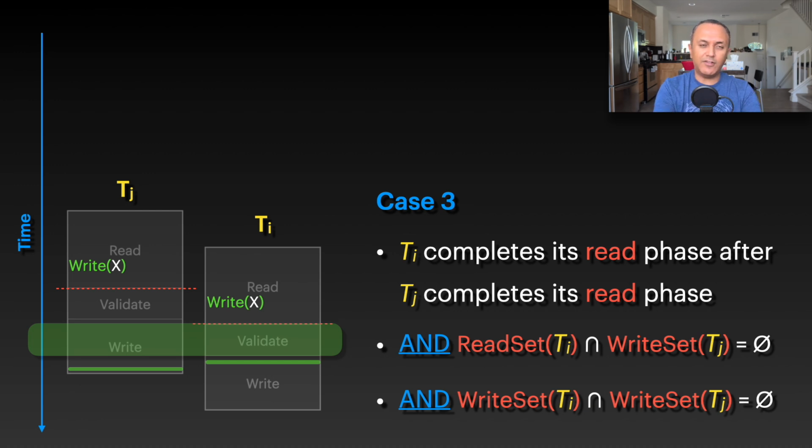But if that is not the case, if we don't have such a variable and we don't have the overlap between the read set and the write set, which is the second condition, then in this particular scenario the serializability will be guaranteed. So if any of those three cases is satisfied, then we can say that the validation of Ti with respect to Tj is successful.